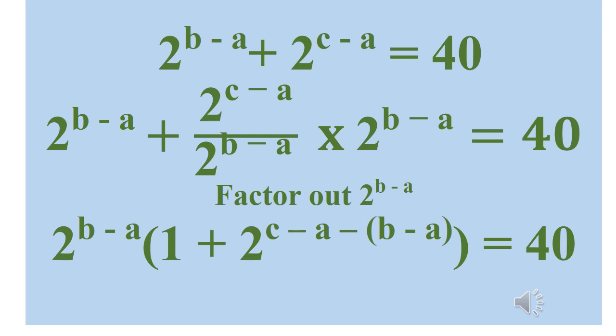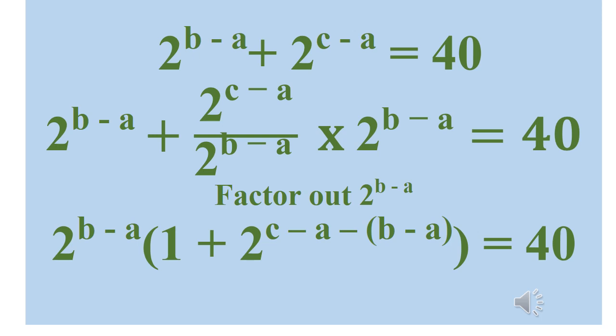So if you take 2 raised to power c minus a divided by 2 raised to power b minus a times 2 raised to power b minus a, the 2 raised to power b minus a will cancel out 2 raised to power b minus a, so we still have 2 raised to power c minus a. But we want it to be there so that we can factor out 2 raised to power b minus a. So we have 2 raised to power b minus a plus 2 raised to power c minus a over 2 raised to power b minus a times 2 raised to power b minus a equals 40.